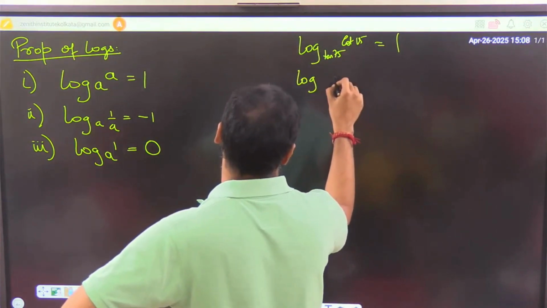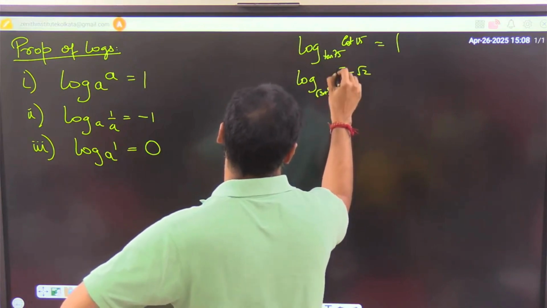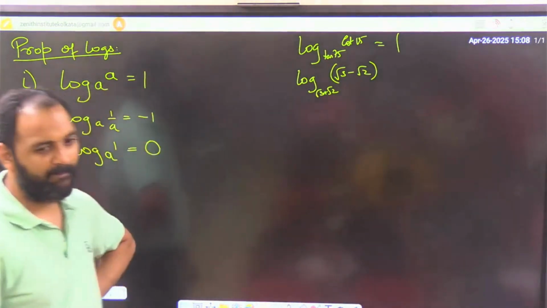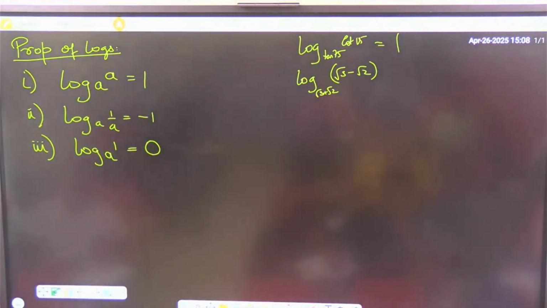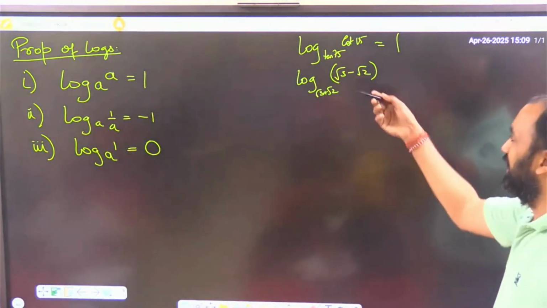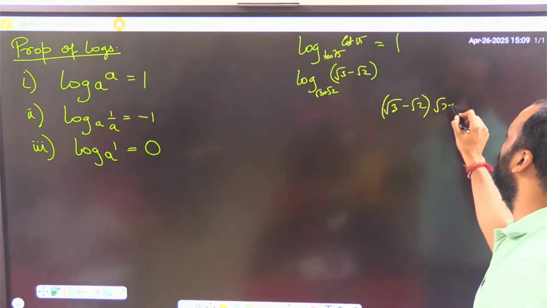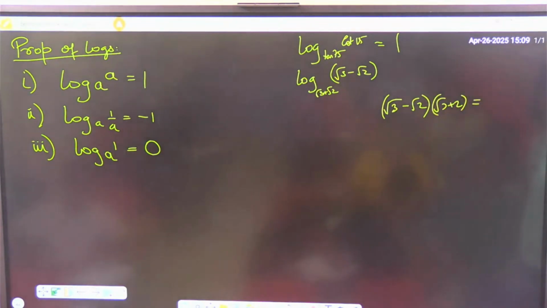Again, let's suppose log of root 3 minus root 2 to the base of root 3 plus root 2. Minus 1. How do we get that? Rationalize. Root 3 minus root 2 into root 3 plus root 2. What is the value of this if we multiply? A plus b, a minus b, a square minus b square. But a square minus b square is like 1.